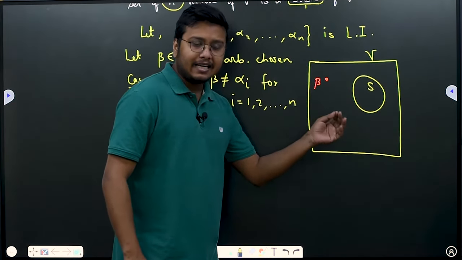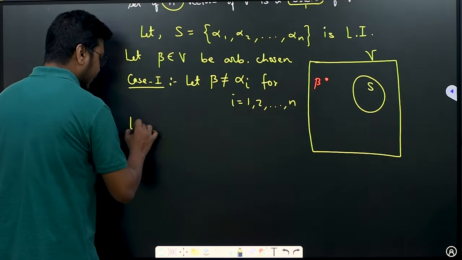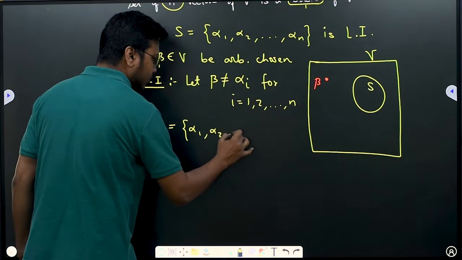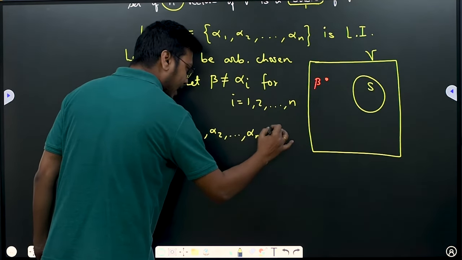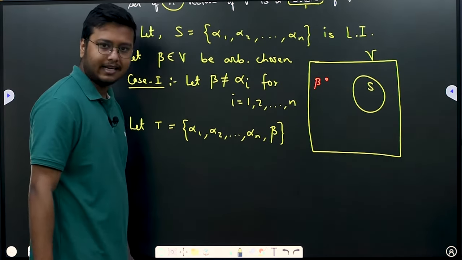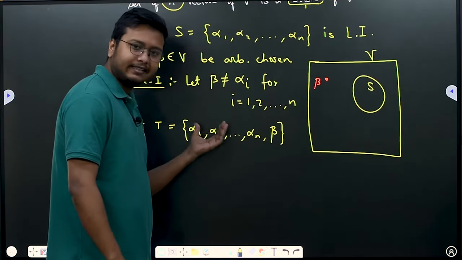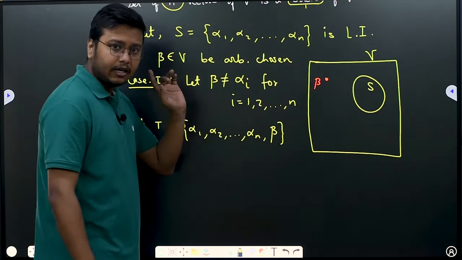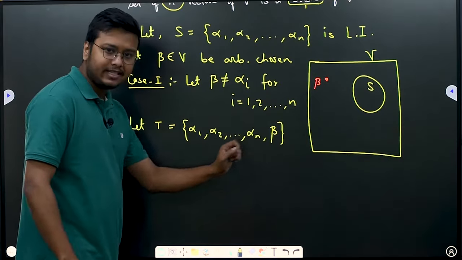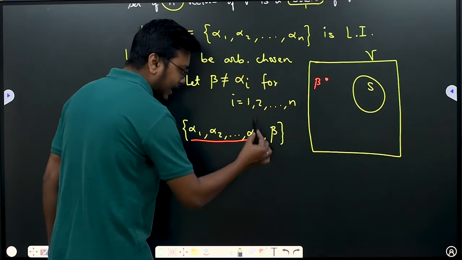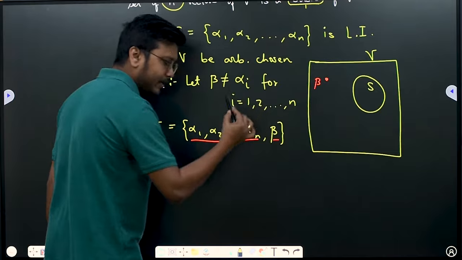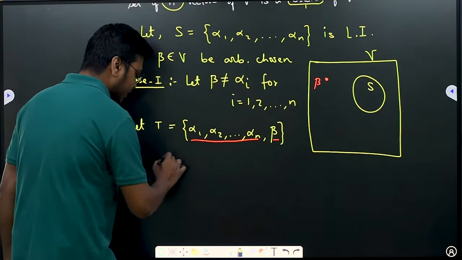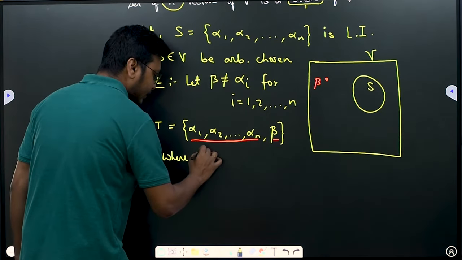Now I am taking another new set. Let T equal alpha 1, alpha 2 up till alpha n, and I am including beta in that set. So this is basically the set S union with the element beta. Now how many elements does the T set contain? Over here I can see n elements and one new element beta. So obviously T contains n plus 1 elements.